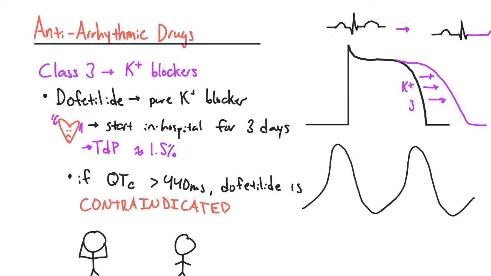Amongst other side effects, dofetilide can cause headache and also dizziness, very similarly to some of our other agents. This list of side effects is not all-inclusive. For a more inclusive list, I would direct you to drug information resources, but the main things to remember with dofetilide is that it does prolong the QT interval quite substantially, and it does increase the risk of torsades.